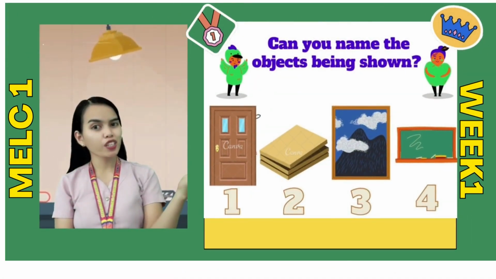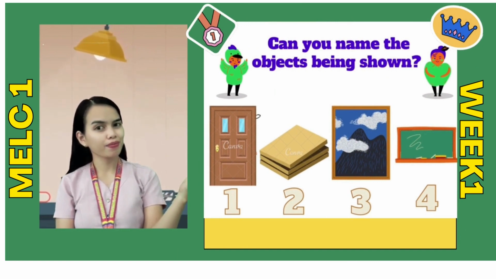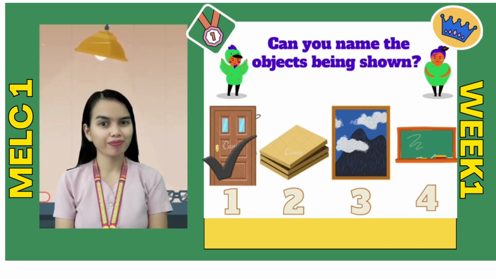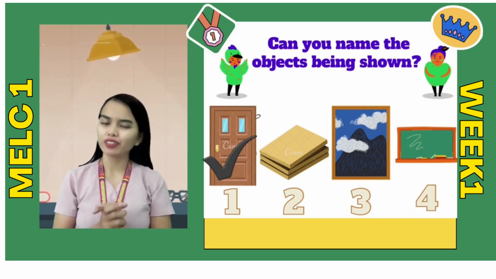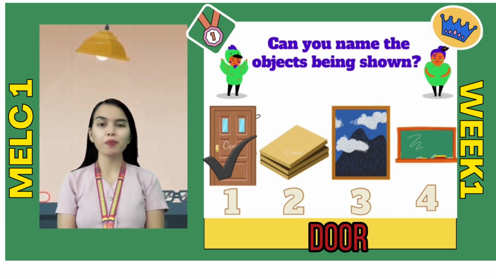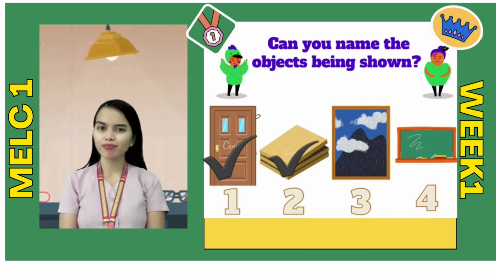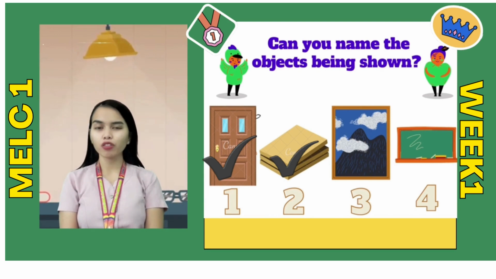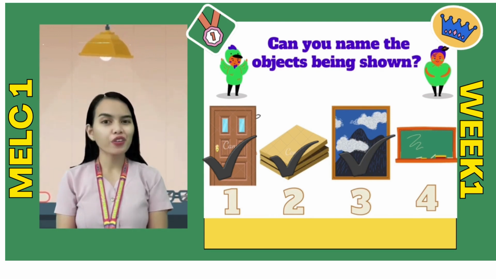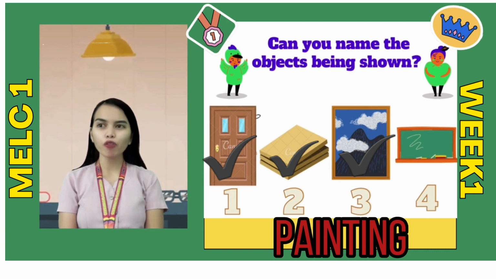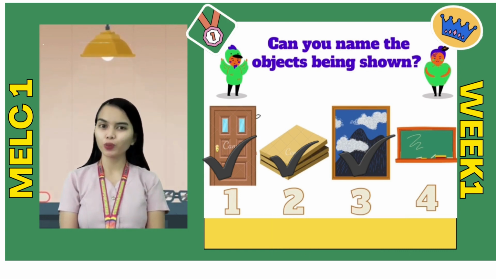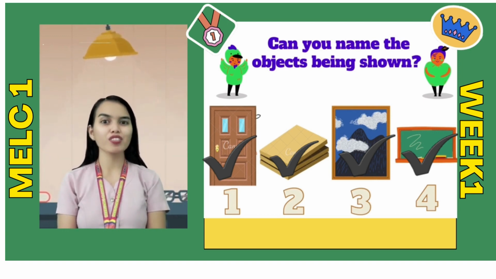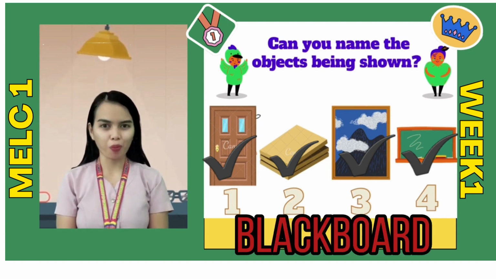Can you name the pictures being shown on the screen? Okay, now let's start with the first picture. Very good. The first picture is a door. What about the second one? Yes. It's a wood or a tile. What about the third one? Very good. It is an example of a beautiful painting. What about the fourth one? Very good. Everybody knows what the fourth one is. So it is a blackboard.